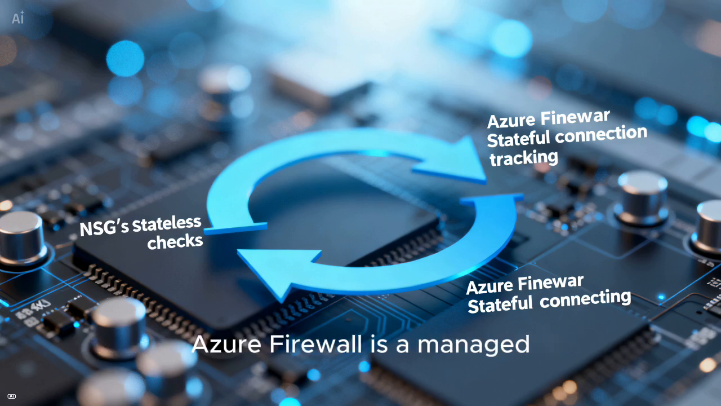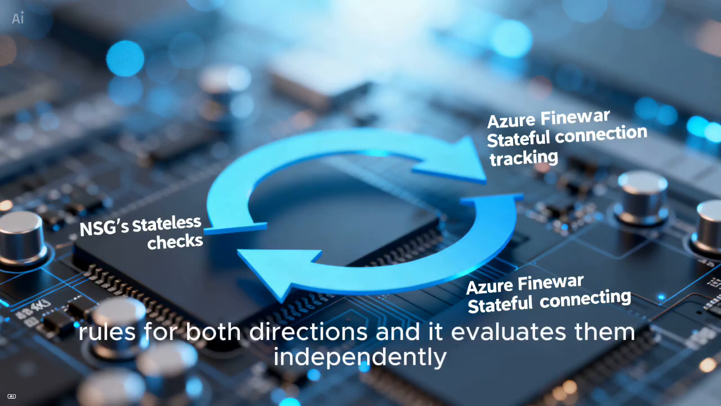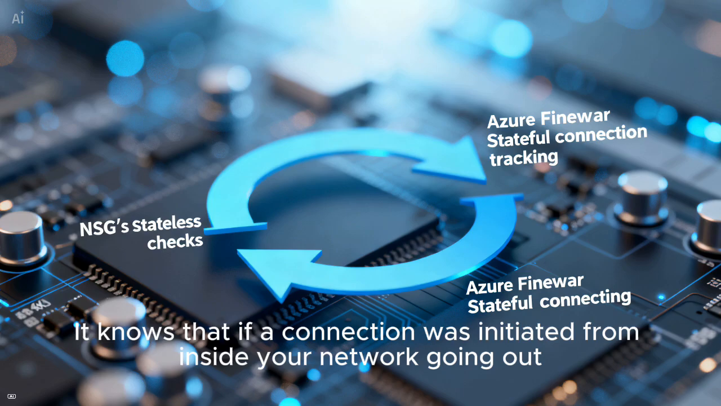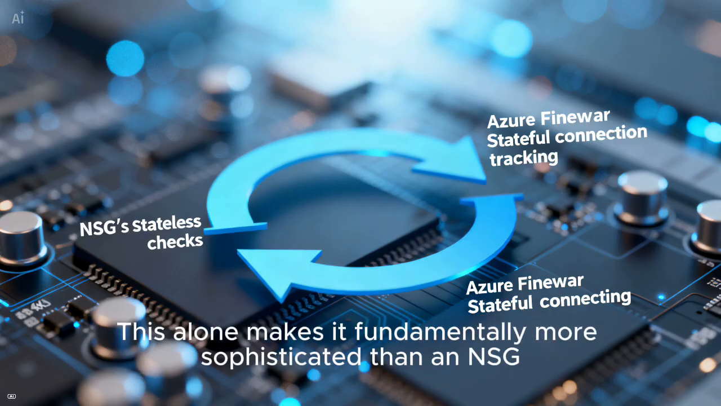Azure Firewall is a managed, cloud-native, stateful firewall service. The word stateful is important. An NSG is stateless in the sense that you define rules for both directions and it evaluates them independently. Azure Firewall tracks the state of network connections. It knows that if a connection was initiated from inside your network going out, the response traffic coming back in is part of that same session and should be allowed automatically. This alone makes it fundamentally more sophisticated than an NSG.